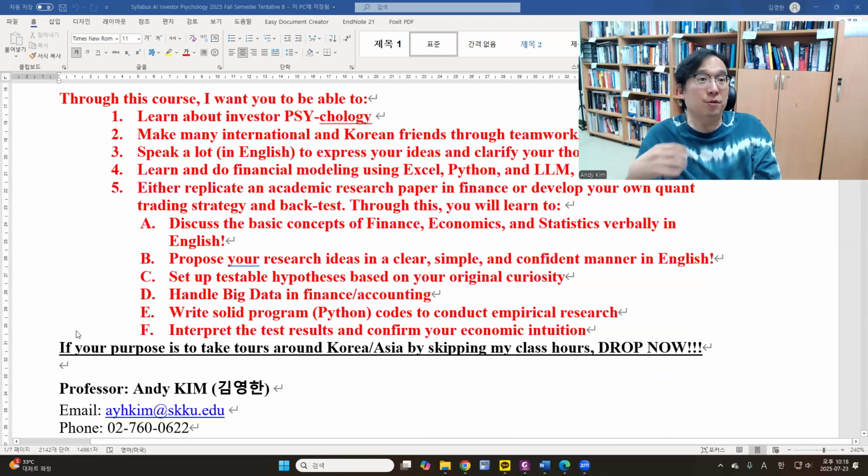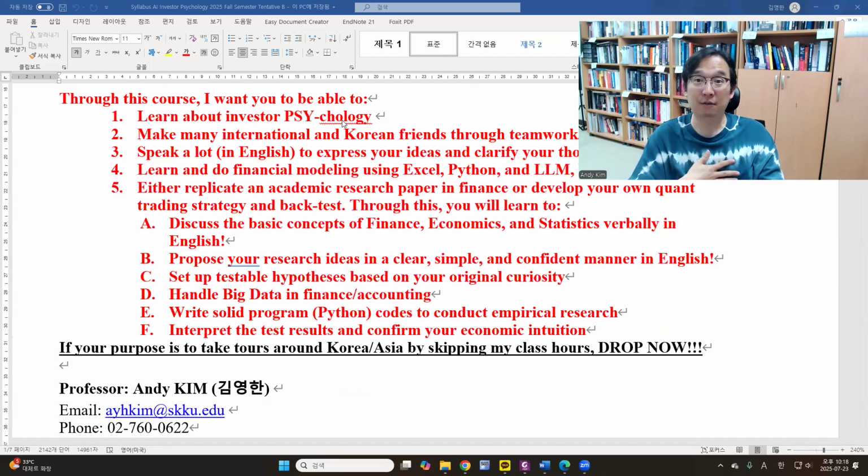Through this course, I want you to learn about investor psychology. Oh, the mind, okay? What kind of personality do I have? Does it have anything to do with my investment style? Moreover, if you are the CEO, the leader of a company, does your psychological trait have anything to do with your management style, M&As, and investment style? Okay. We're going to study that part.